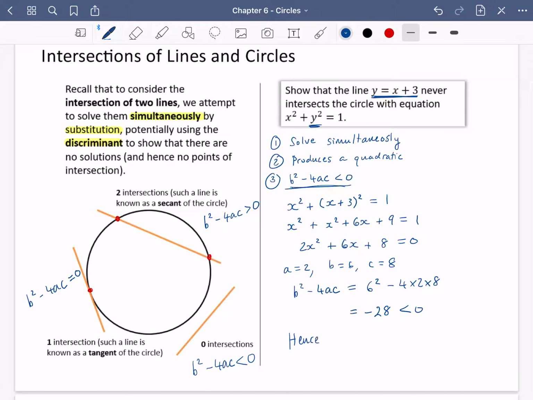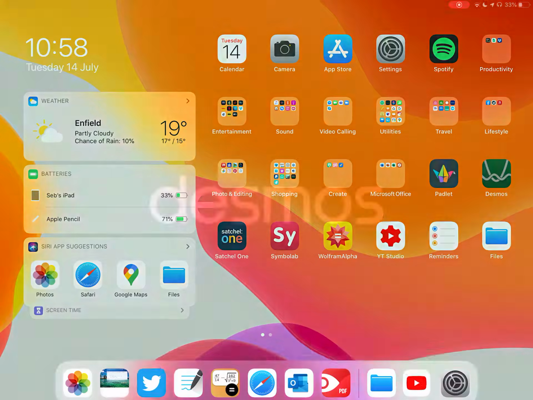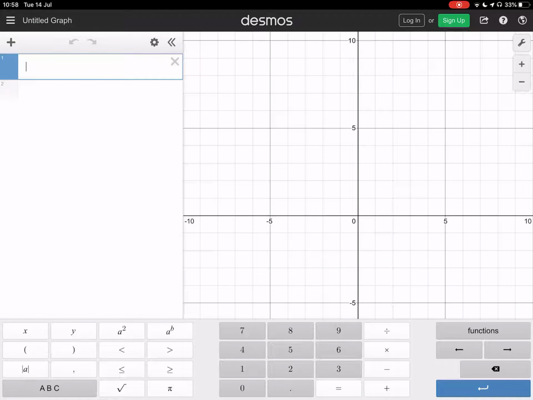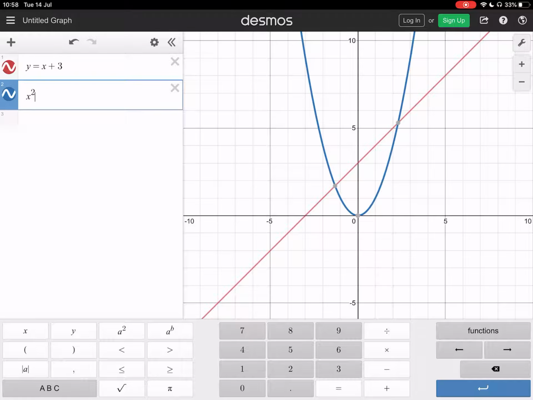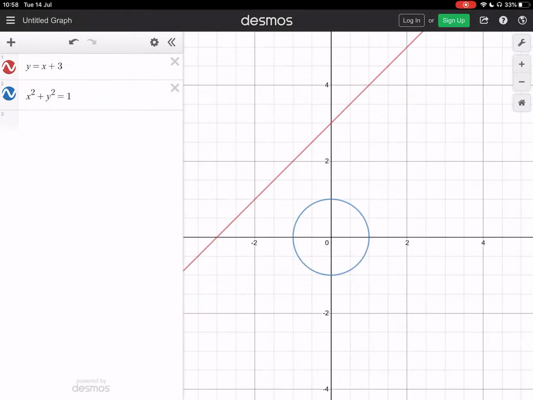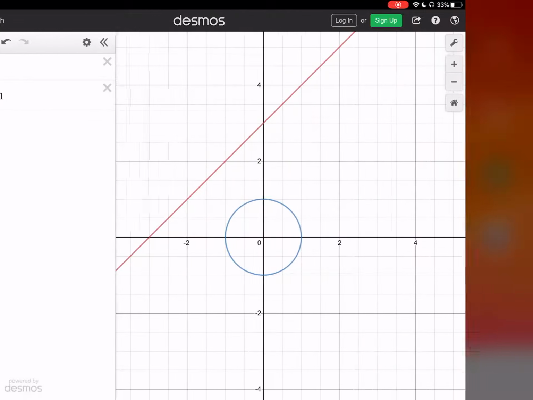Hence, as b squared minus 4ac is less than 0, the line never intersects the circle. And I'm just going to quickly show you that on Desmos. So one of our lines is y equals x plus 3, and the other one is x squared plus y squared equals 1. And very clearly, we can see that there are no intersections with these, okay?